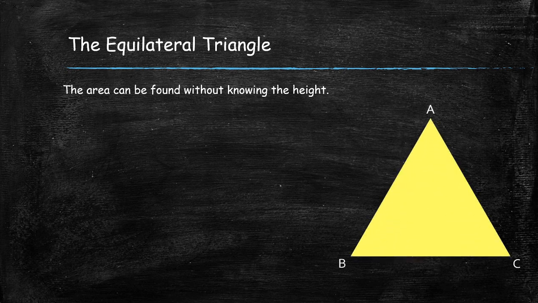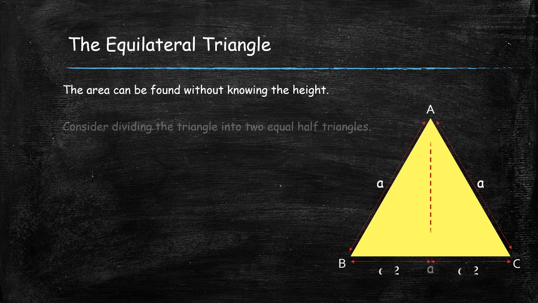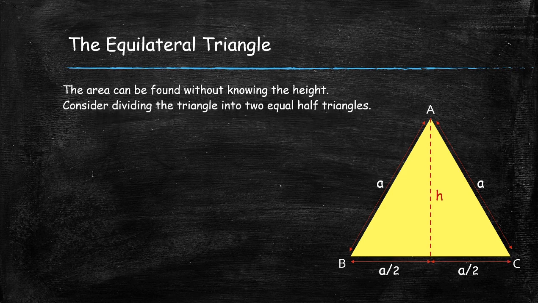So first we draw an equilateral triangle ABC. Let us assume that each side has a length of a variable a. Now we divide the triangle using the height. The height of any equilateral triangle is a perpendicular bisector, meaning that it will divide the base into two equal halves. So BC is divided into two equal halves, a upon 2, a upon 2.